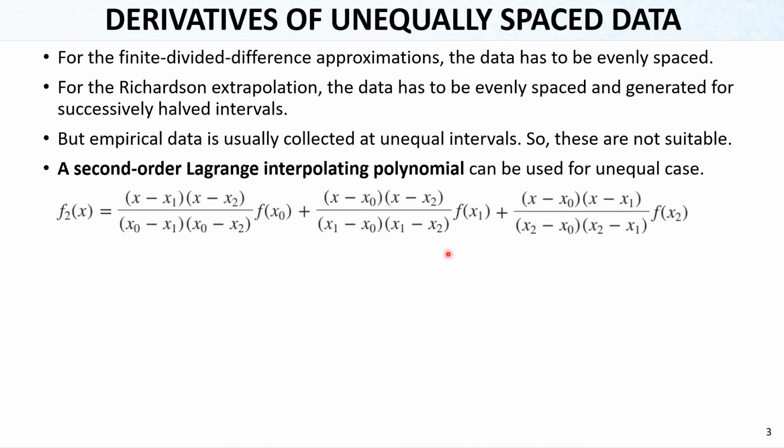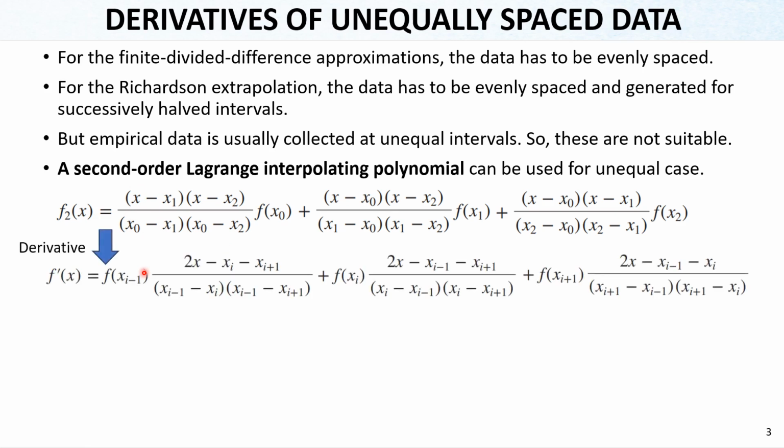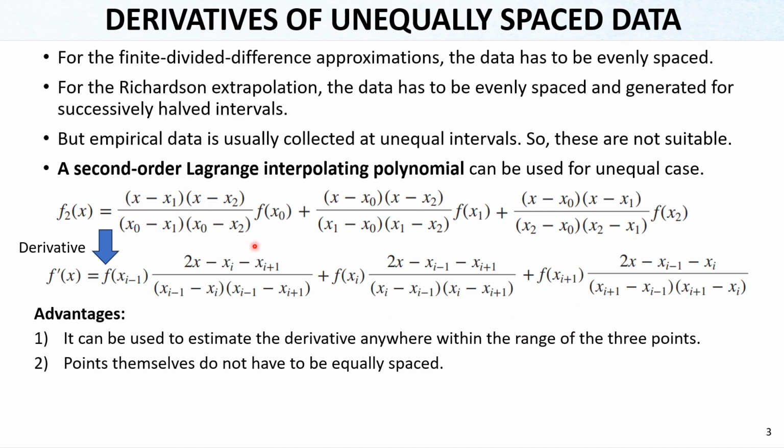Let's see. If you remember from interpolation, this is the Lagrange interpolating polynomial with second order. So we need x0, x1, x2, 3 data points, and want to predict f(x), the function of x. When we take the derivative of this with respect to x, the result is like this. I will not go into the details, but you can try this. And we can use this to have a derivative approximation with the data that we have with unequally spaced values.